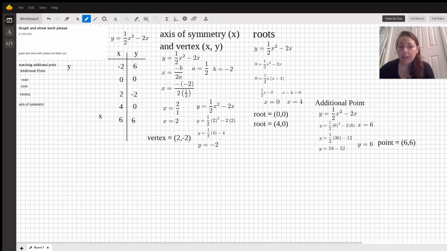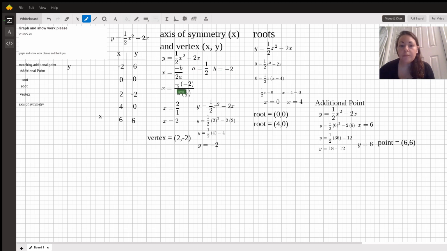The equation for that is x equals negative b over 2a. So we need the value for b in our equation, and we need the value for a. These are our coefficients of the x terms. So the coefficient of the x squared is called a. So that's 1/2. A equals 1/2. The b is the coefficient of the x term. So that's negative 2. So b equals negative 2.